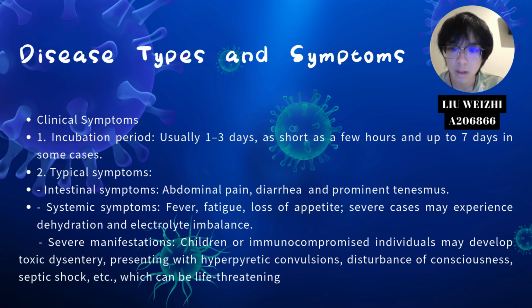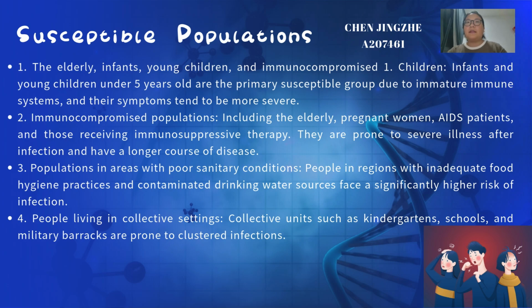Severe manifestations. Children or immunocompromised individuals may develop toxic dysentery, presenting with hyperpyretic convulsions, disturbance of consciousness, septic shock, which can be life-threatening. Infants, young children, and immunocompromised individuals, including the elderly, are at highest risk.